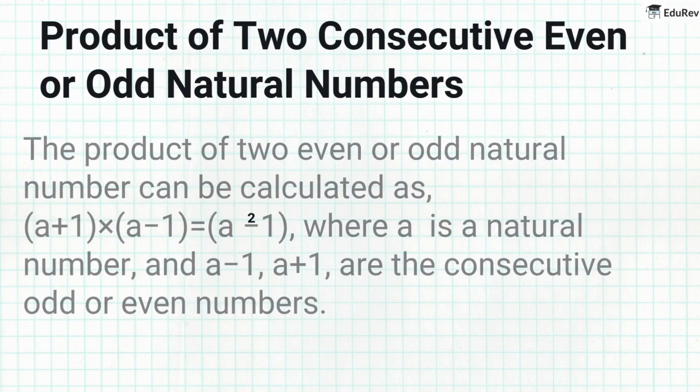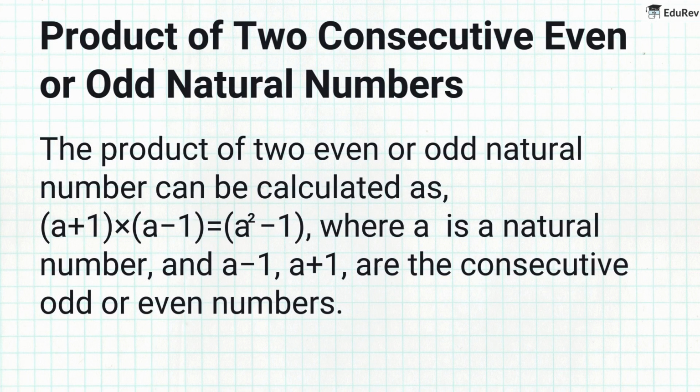Now, let's look at the product of two consecutive even or odd natural numbers. The product of two even or odd natural numbers can be calculated as (a plus 1) times (a minus 1) is equal to a squared minus 1, where a is a natural number and a minus 1 and a plus 1 are the consecutive odd or even numbers.